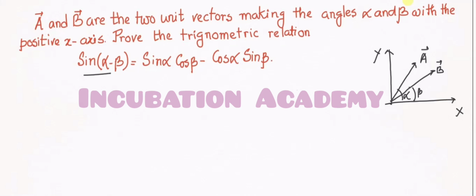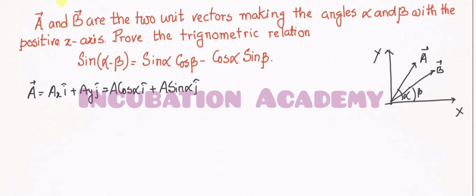So the cross product, if I do, that is a cross b. Before that we have to write it down. What is a? A is ax i cap plus ay j cap. What is ax? Obviously since the a vector makes an angle alpha with the positive x-axis, ax is a cos alpha, i cap, and ay is a sin alpha, j cap. So this is the thing.